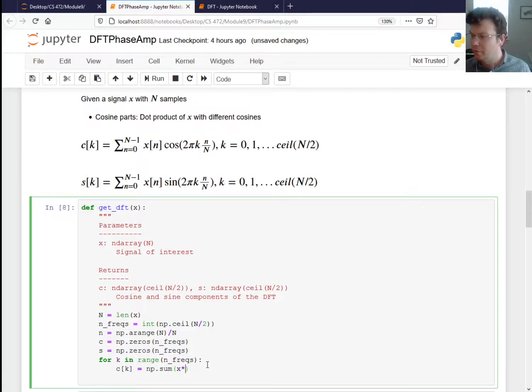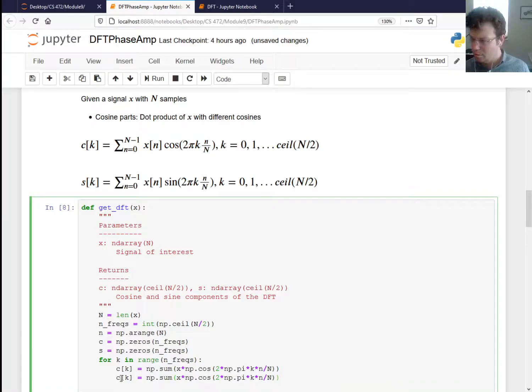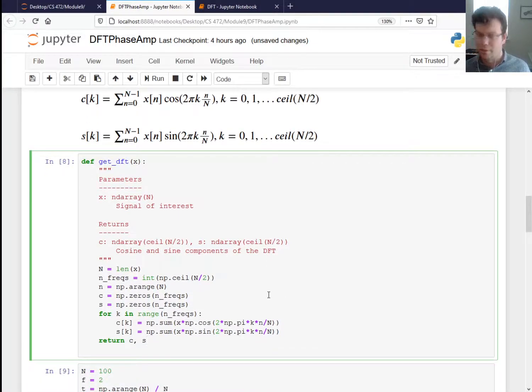So that would be x times a cosine of 2 pi k n. Let me be fully consistent here. n ranges from 0 to n minus 1. That's what a range does. And I'll divide that by n. The sine should be the same thing, just a sine instead of a cosine. And now let's go ahead and return this. So I return my cosine part and my sine part.